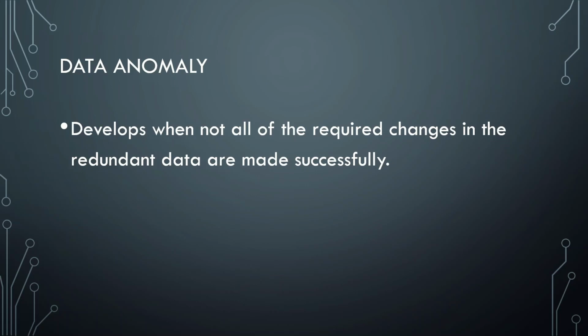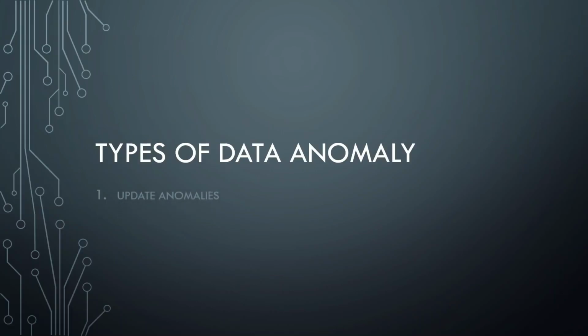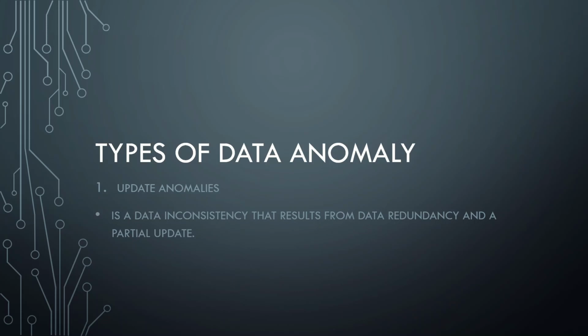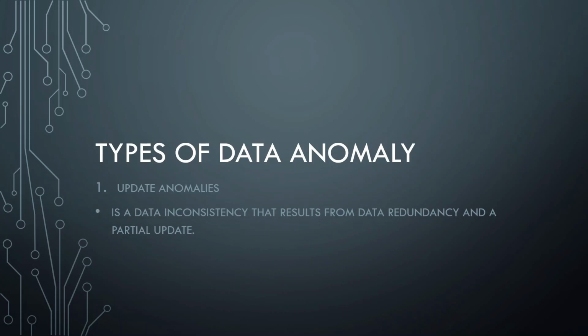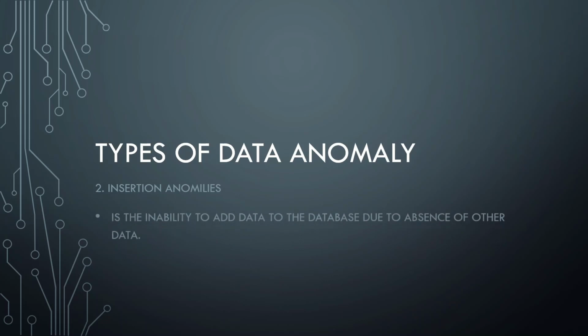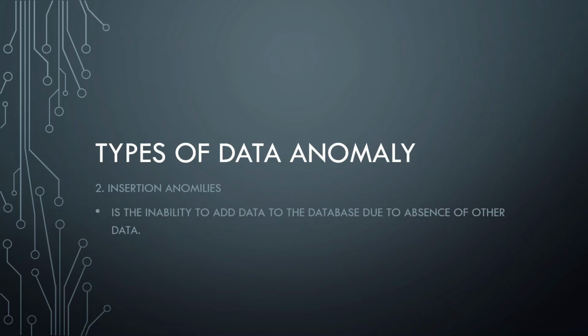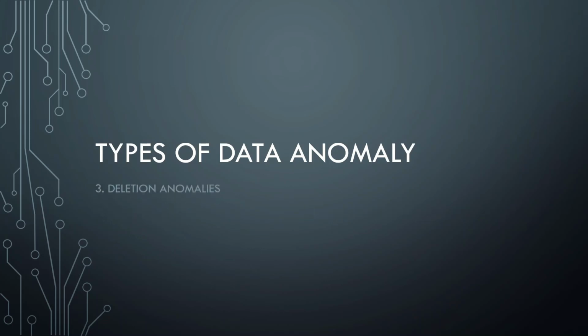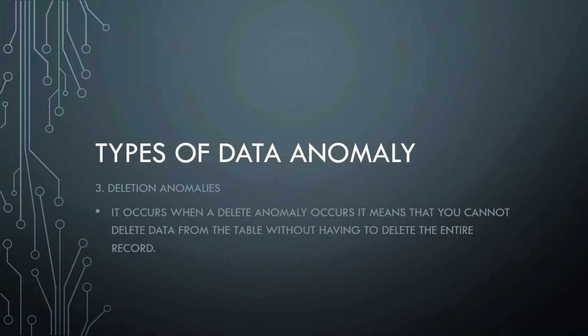So what are the types of data anomaly? These are the types. First one is update anomalies: data inconsistency that results from data redundancy and partial update. Another one is insertion anomalies: the inability to add data to the database due to the absence of other data. And third is deletion anomalies. It means you cannot delete data from the table without having to delete the entire record.